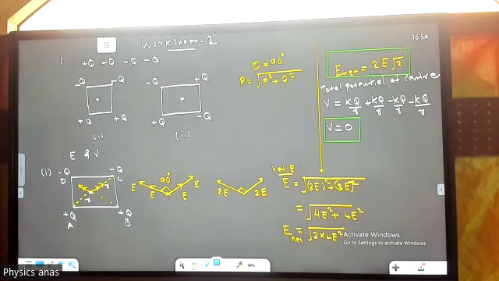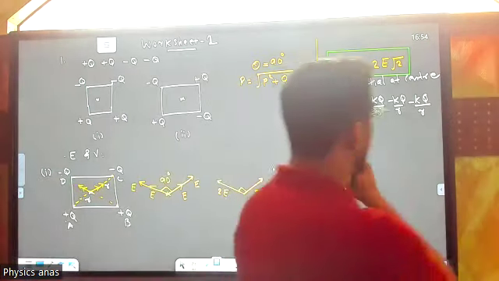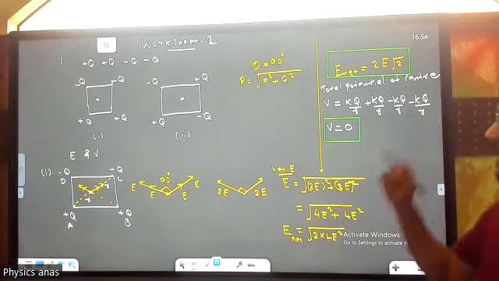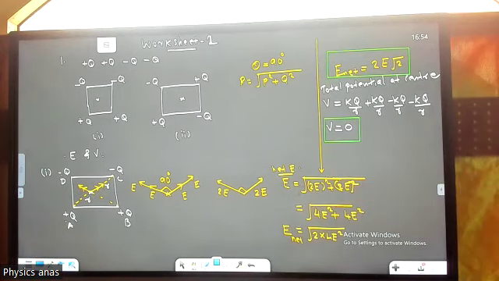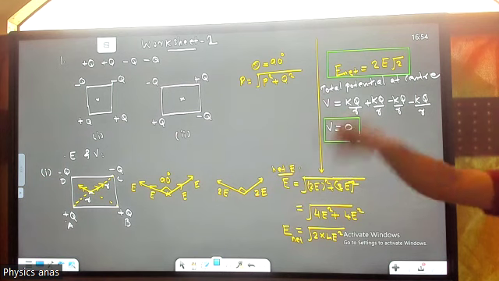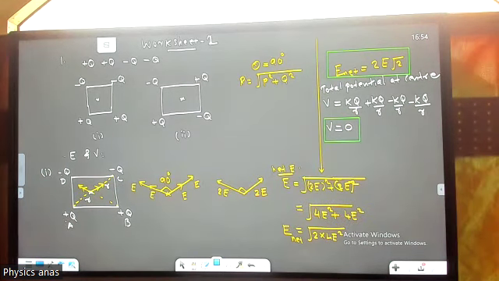Then the next one, total potential at the center. What is the total potential at the center? Potential due to positive charge is positive, potential due to negative charge is negative. So the first potential will be kq by r. Second potential due to plus q at b will be again plus kq by r. Then potential due to minus q at c is minus kq by r. Then potential due to minus q at d is minus kq by r. Just add them, you will get 0.